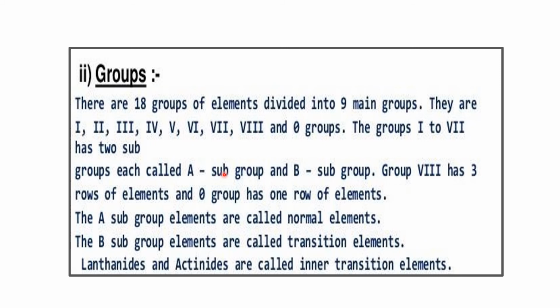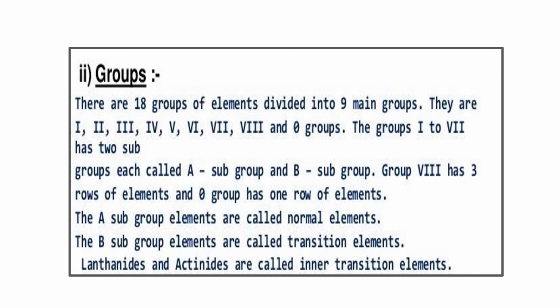So here, groups 1 to 7 are divided into two groups as subgroup A and subgroup B. Group 8 has 3 rows of elements and 0 group has only 1 row of elements. Now, when they are divided into two different groups under groups 1 to 7, the subgroup A elements are called normal elements, like first group, second group, third group, and so on till 7th group. Whereas the subgroup B elements are called transition elements. And lanthanides and actinides are called inner transition elements.